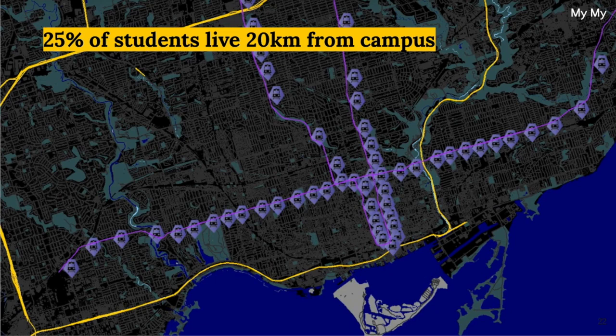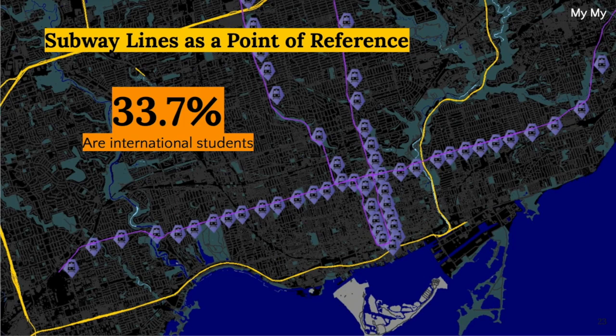Since 25% of students live 20 kilometers from campus and the St. George campus is served by 2 subway lines, we integrated this point of interest into our map. In addition, at U of T, 33.7% are international students. For engineering students not familiar with Toronto, they are more susceptible to becoming lost or unsure of their location when traveling around. Having subway lines are a good point of reference when traveling.